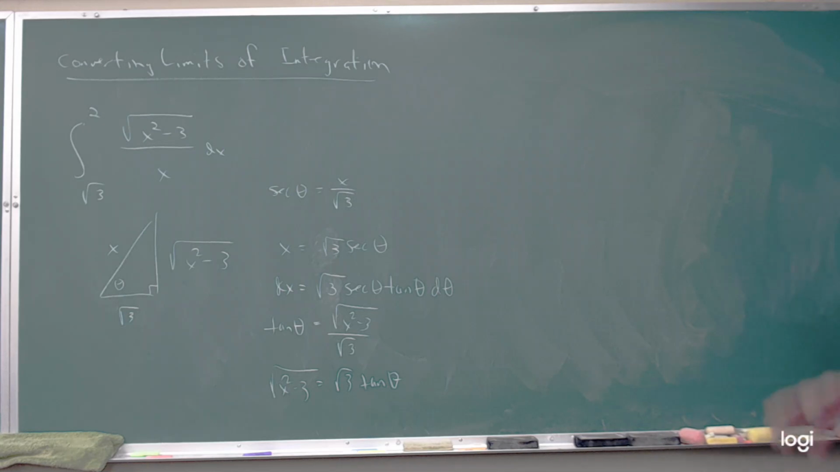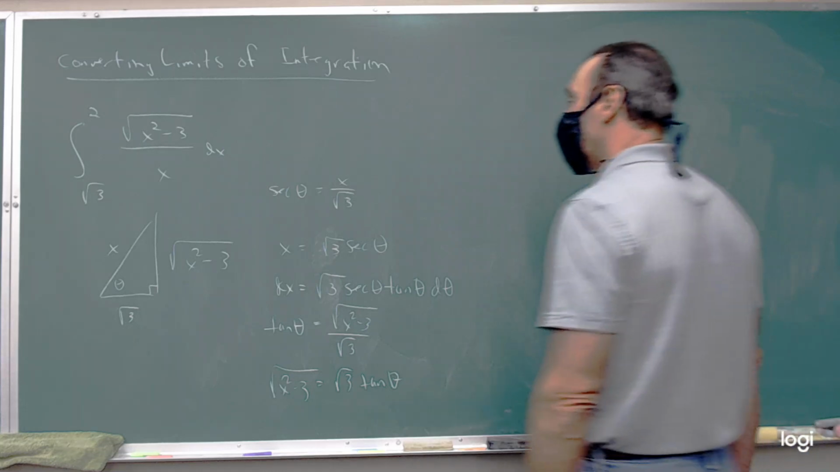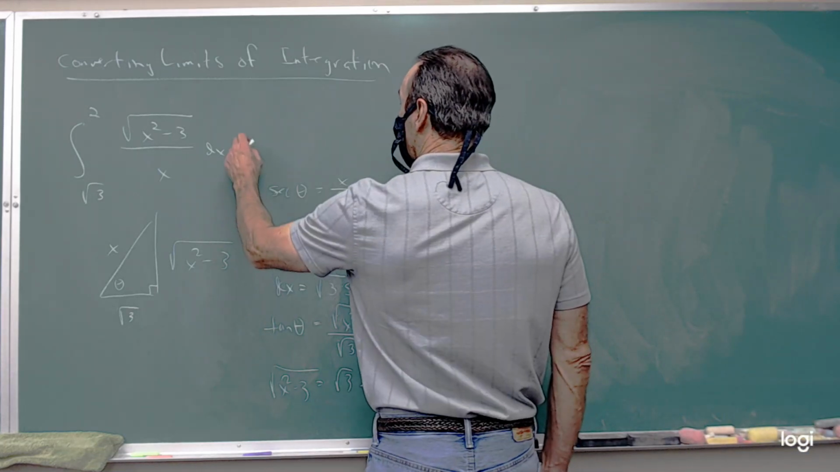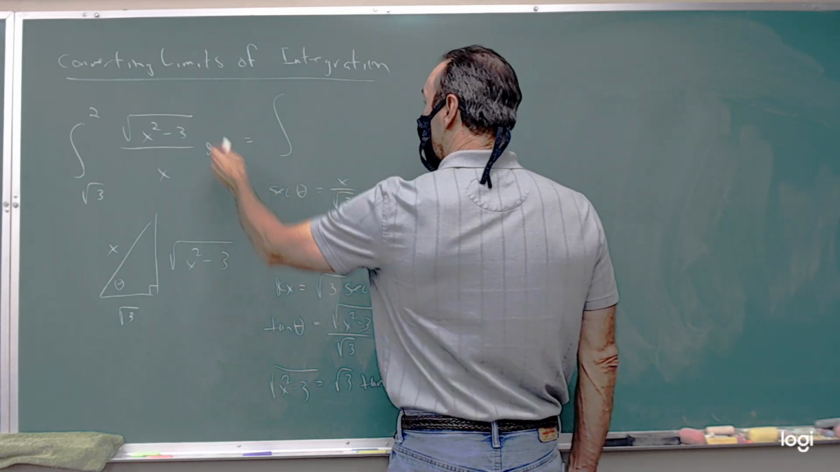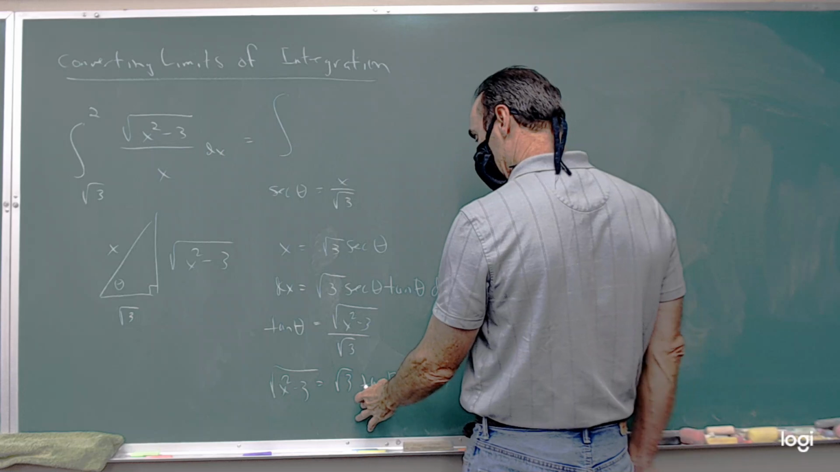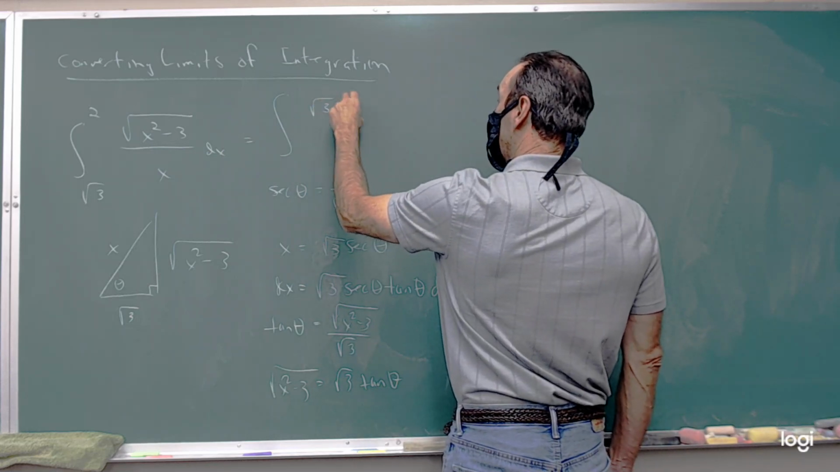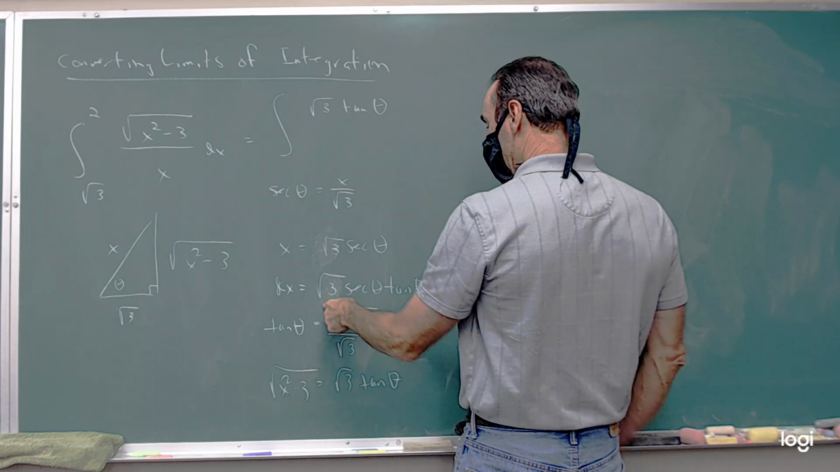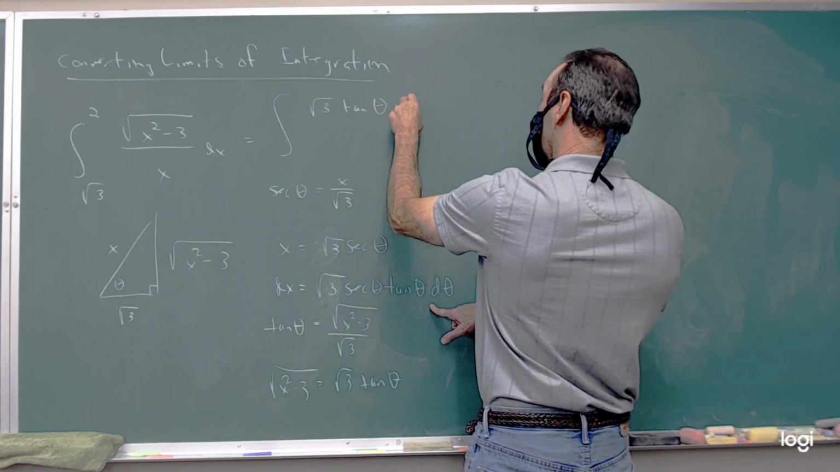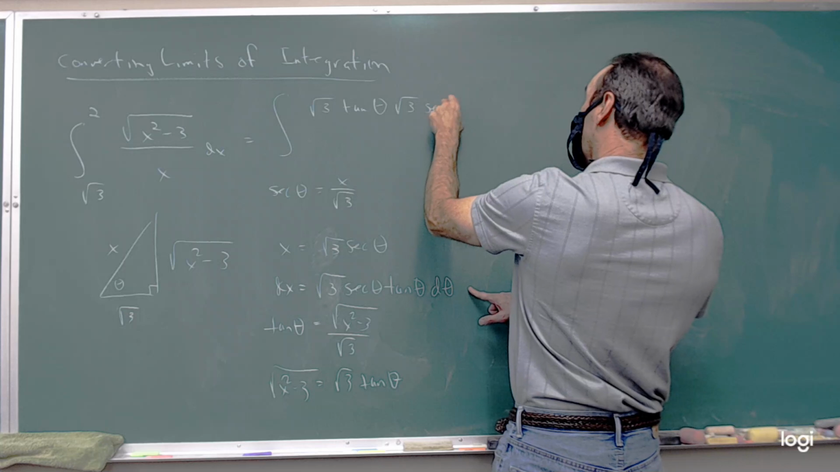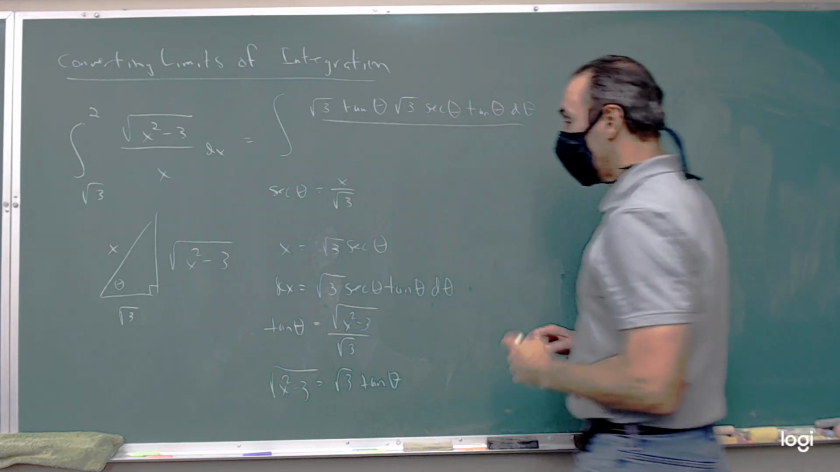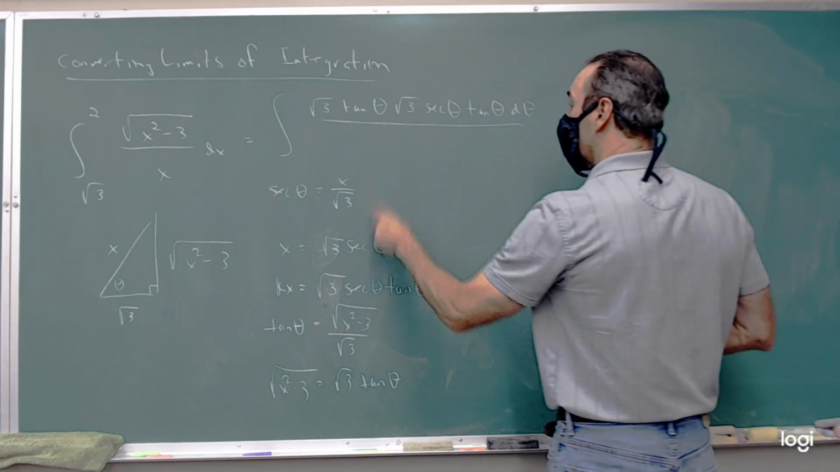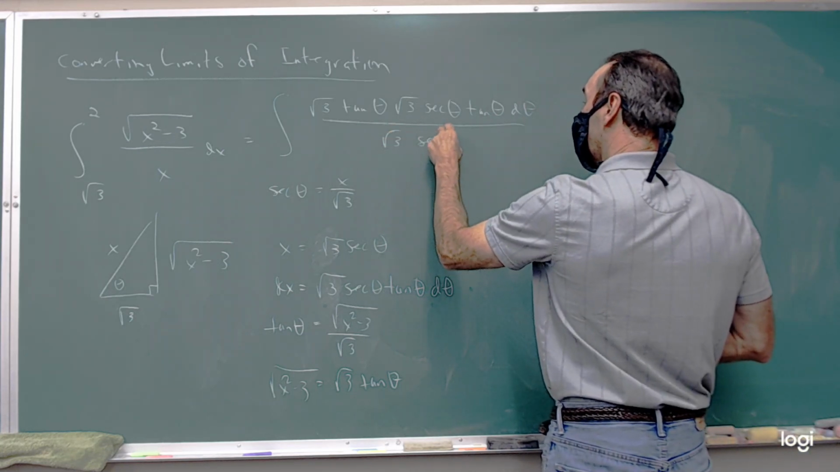Okay, now we're going to make our substitutions like we did before, but then we're also going to change our limits to theta limits. I'm going to leave the limits for a minute; we're going to come back to that. The radical, we said, is square root of 3 tangent theta. The dx, we said, is square root of 3 secant theta, tangent theta, d theta. And that x was square root of 3 secant theta.